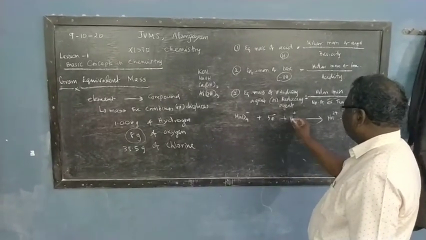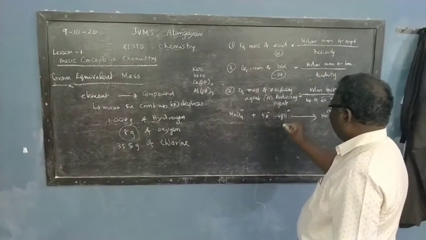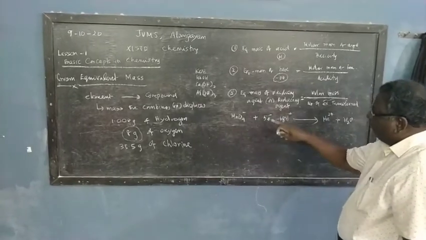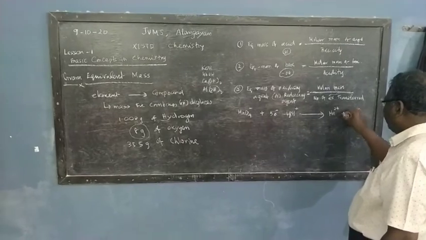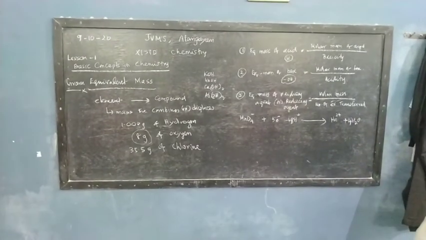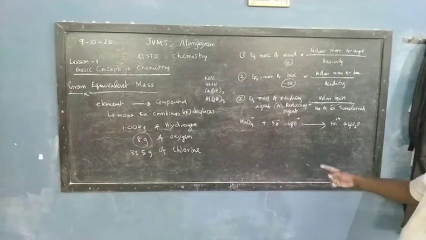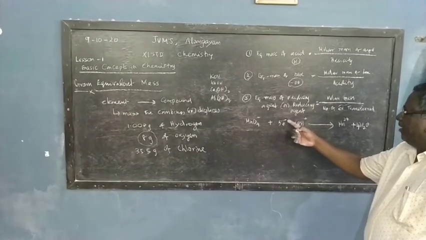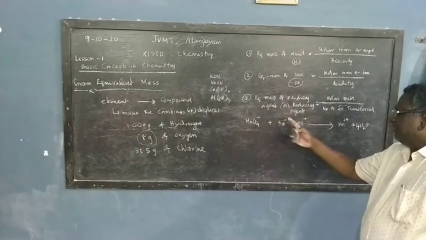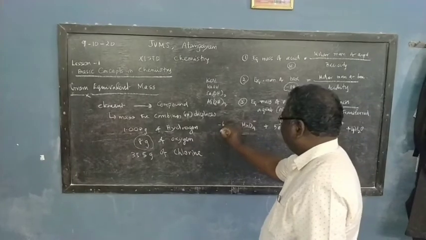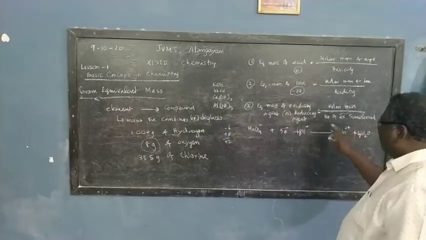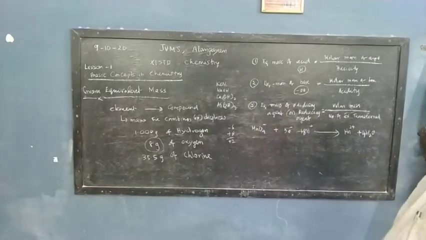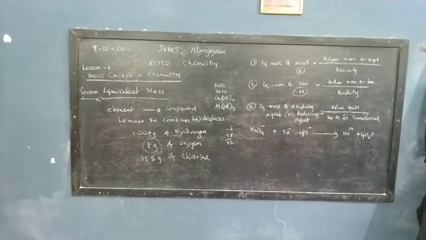Now to balance this, how many H plus will we use? 8 H plus. Why 8? Because 4 oxygen atoms are there, 8 hydrogen will join, and 4 water molecules will be produced, right? So we have 8 plus, and how many minus? 6 minus. 6 minus and 8 plus will come to plus 2. Our charge will also balance, right?